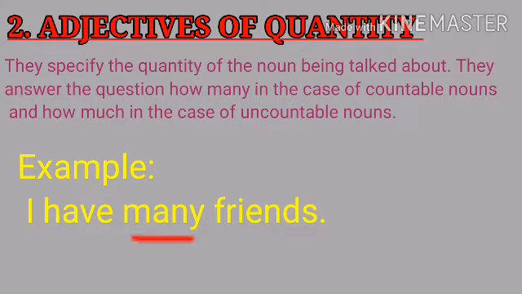Here the word many is adjective of quantity because it specifies the quantity of noun friends. It answers the question, how many, in case of countable noun, as how many friends do I have? It answers, I have many friends.